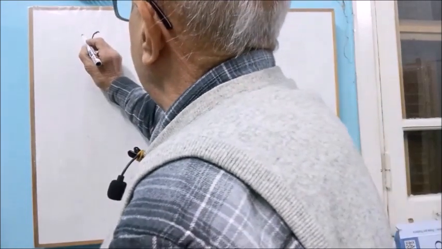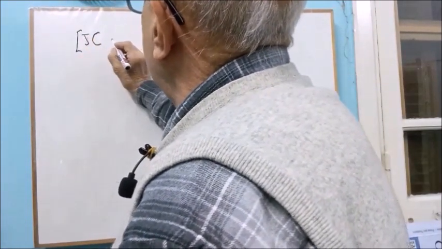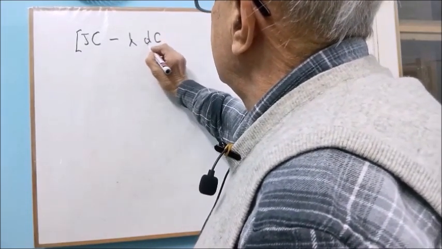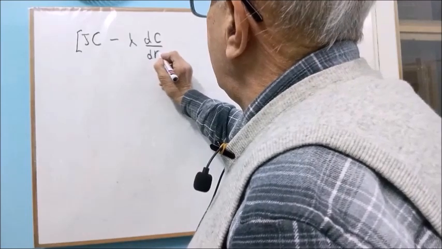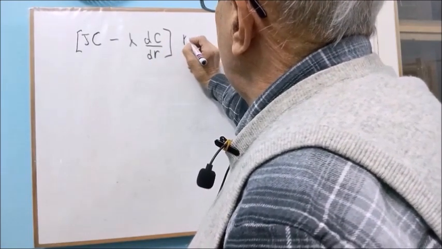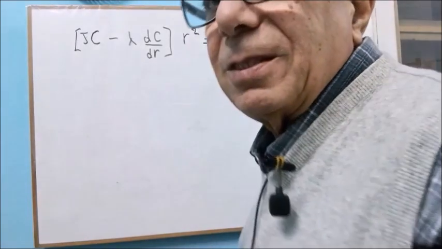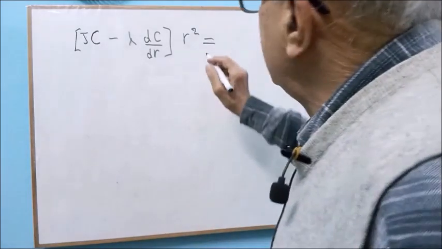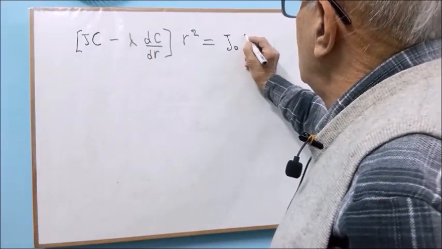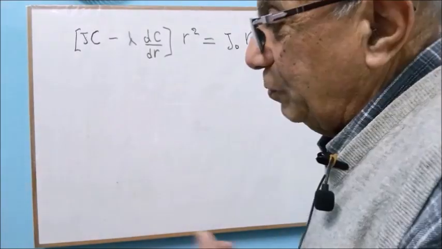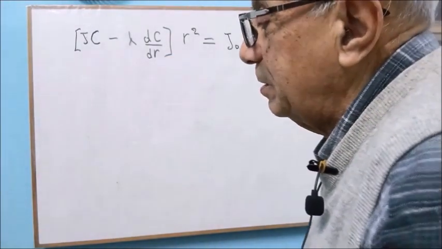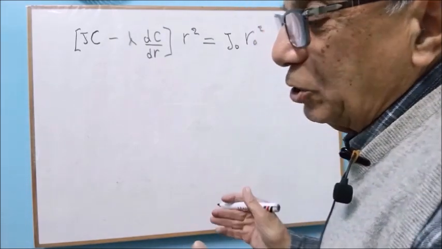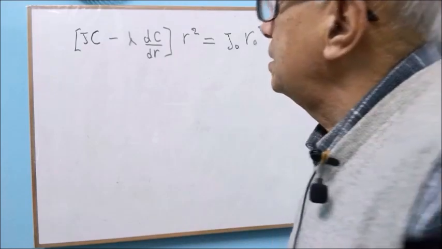Now, according to Fick's law, we have that J equals minus lambda dc by dr, into r squared, which equals the original evaporation rate per unit area per unit time multiplied by the original radius squared, J0 R0 squared. To find the formula that I have written some moments ago, we rearrange the terms and then integrate.